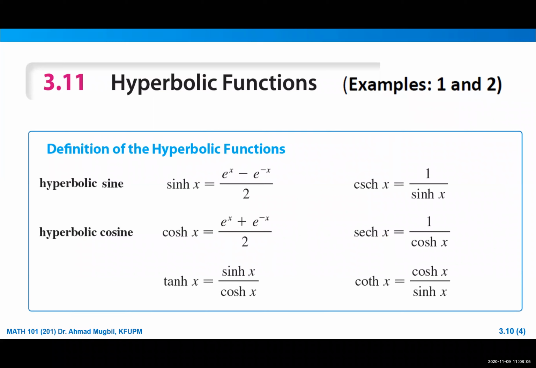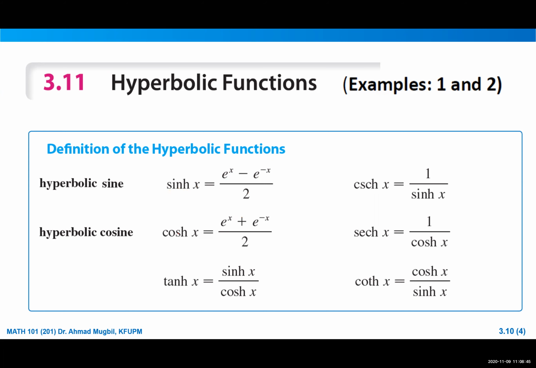3.11 is the best end for chapter 3. It is a very interesting and very easy section. 3.11 is about hyperbolic functions, or hyperbolic trigonometric functions, as some call them. So it is about hyperbolic sine and the functions obtained from it. What is the hyperbolic sine, or sinh, you can read it as you want. The hyperbolic sine is just the difference between two exponential functions: e to the power x minus e to the power negative x, over 2. The cosine is the same, but with a plus.